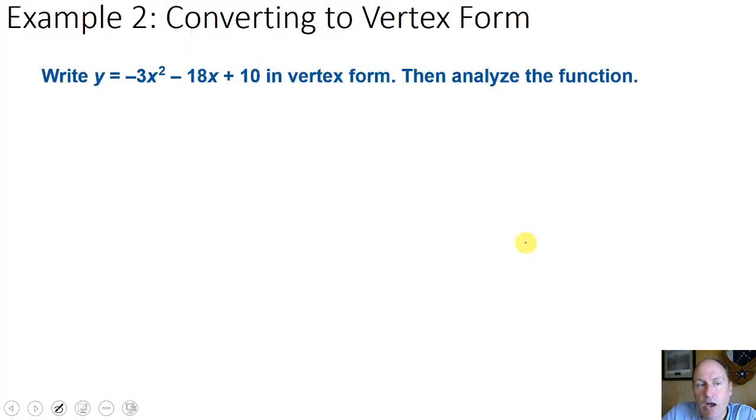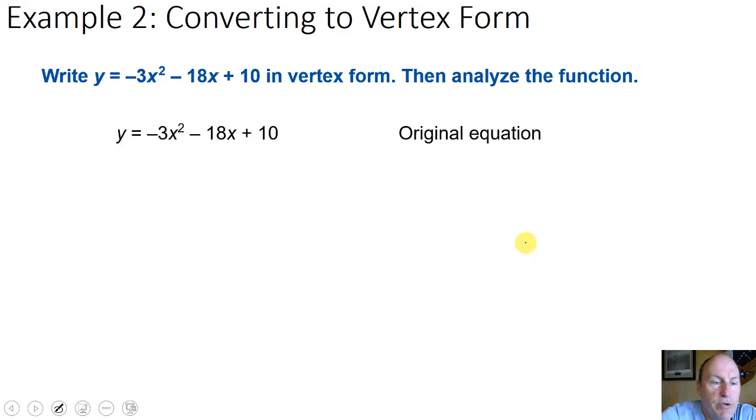Let's look at another example. Let's take y equals negative 3x squared minus 18x plus 10, put it into vertex form, and analyze the function. Okay, so the first thing we know is it's not a perfect square.